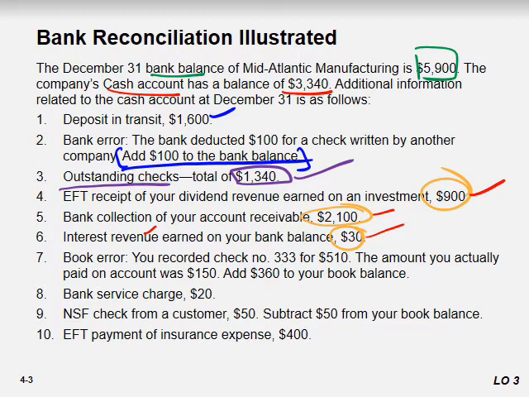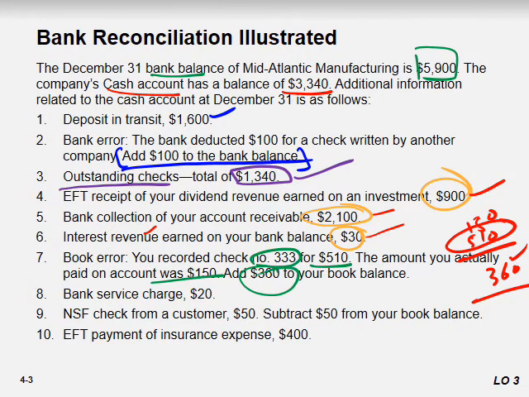And the book error that you made: you were supposed to record the check as 150, but you recorded 510. It means the difference is 360. It means your cash book is overstated by this 360. Let me just read number 7 again. That you recorded a check number 3334, 510. The amount you actually paid was 150, right?